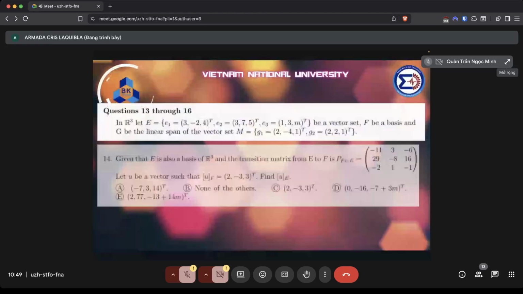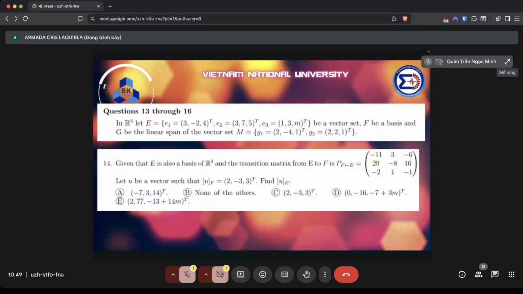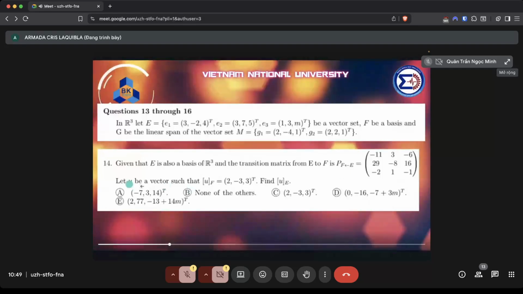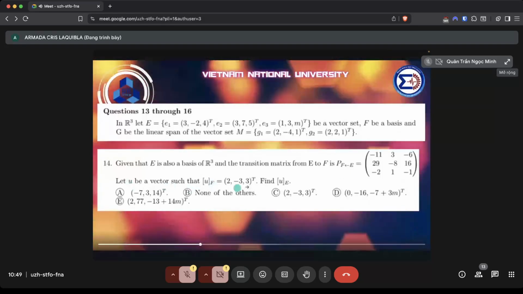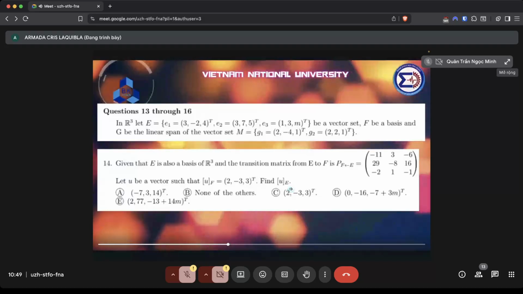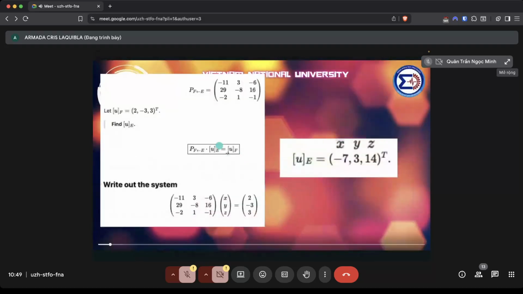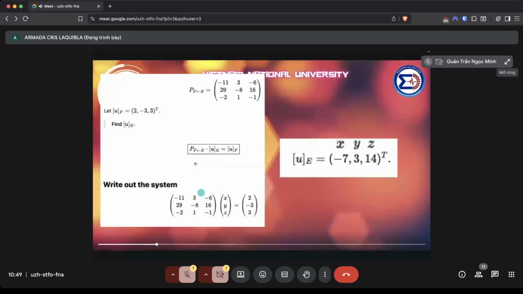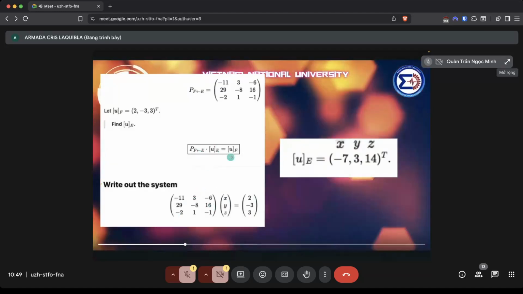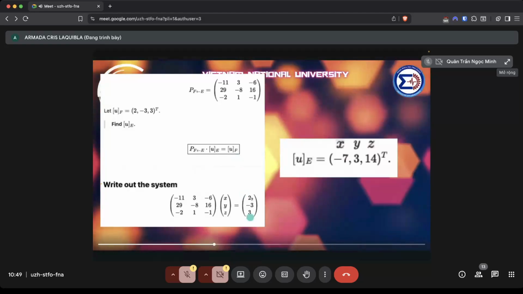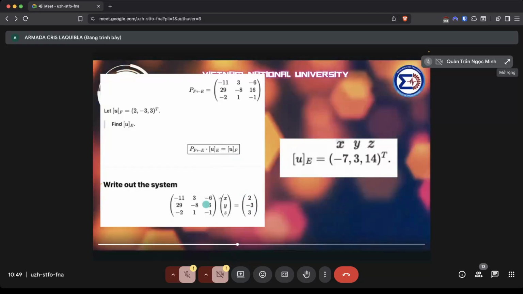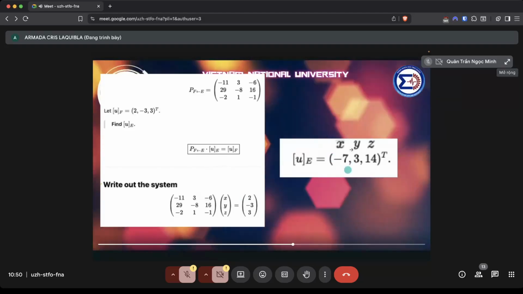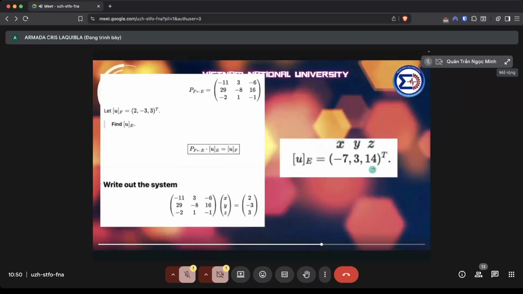Next, given E is also a basis of R3, the transition matrix, we have this P here, and then let U be the vector such that UF is this, find UE. So the UE class is this XYZ here. You multiply that with PF to E, and you have there UF. This is the given UF. Now you solve the X, Y, and Z there, then the answer is this. Your X is -7, your Y is 3, your Z is 14.